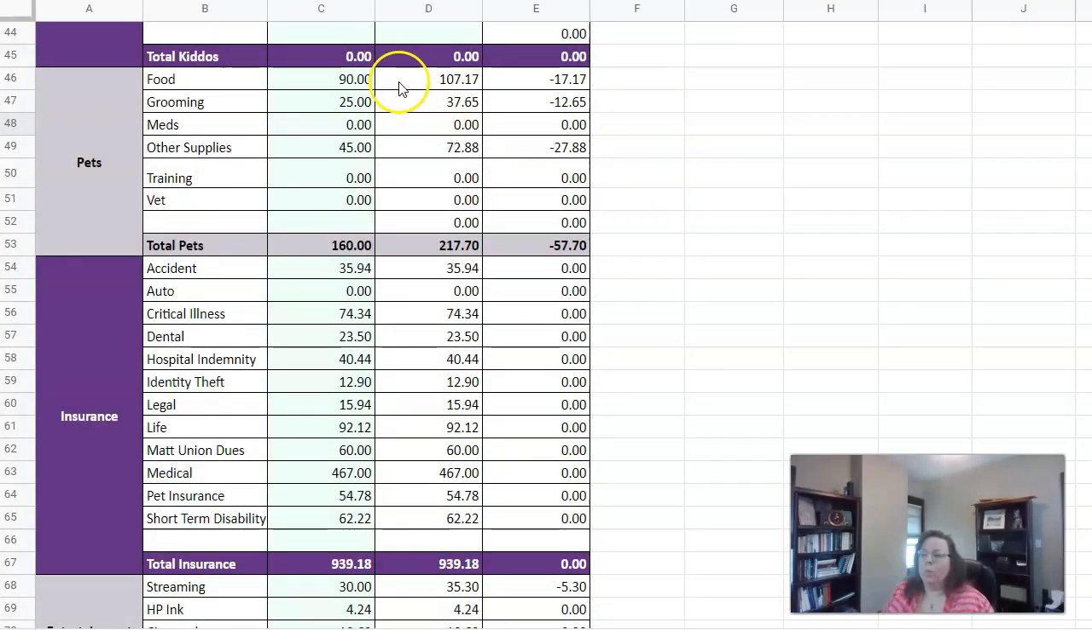In pets, we had $107 for food, $37 for grooming. We ended up having to buy food for both animals during the month in May. And then for grooming, we had to do a little something.